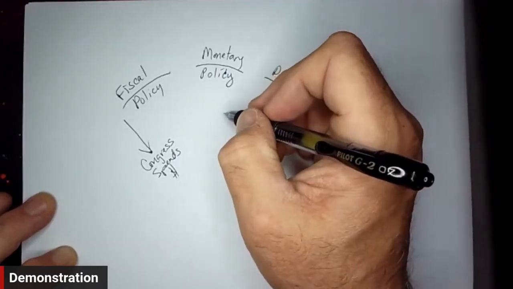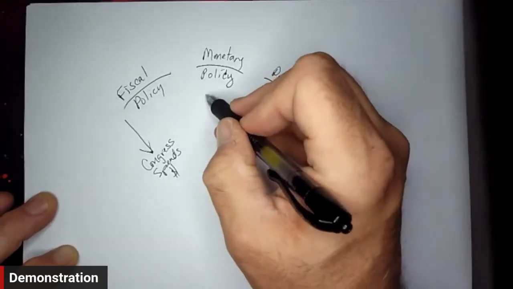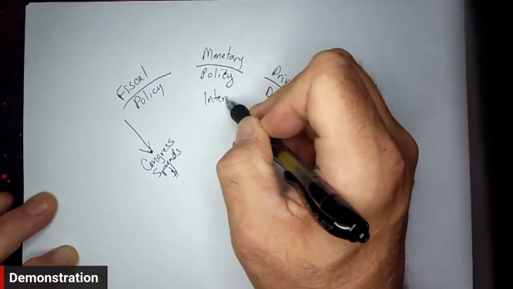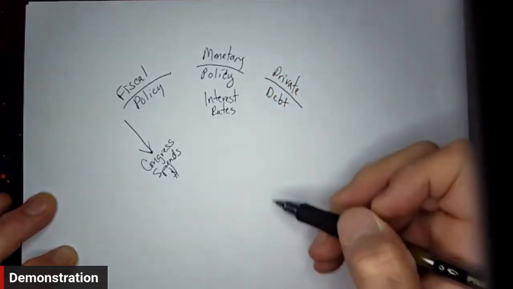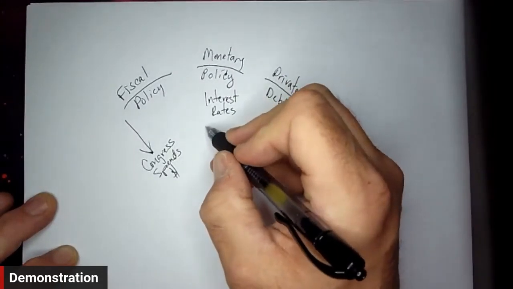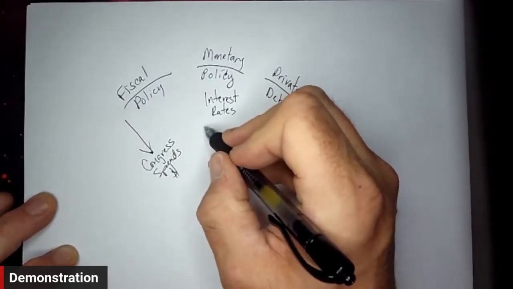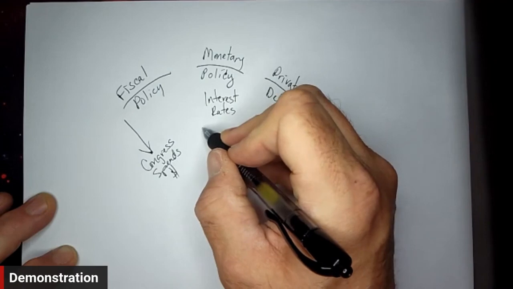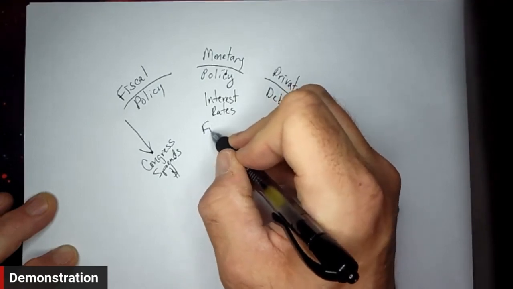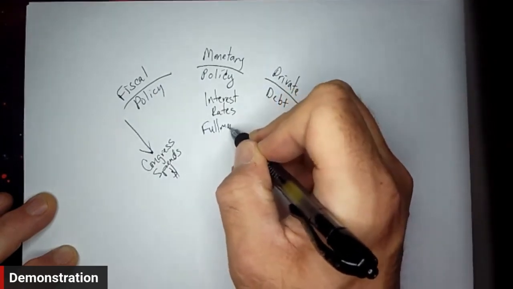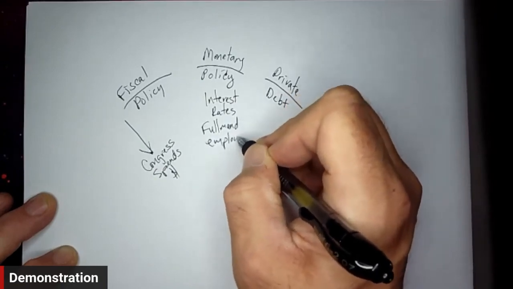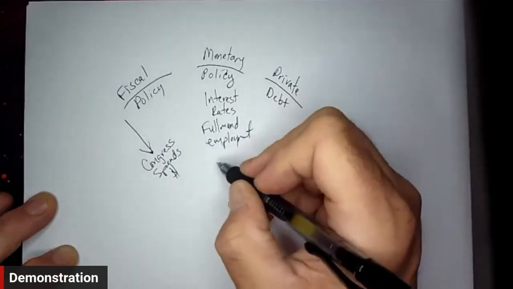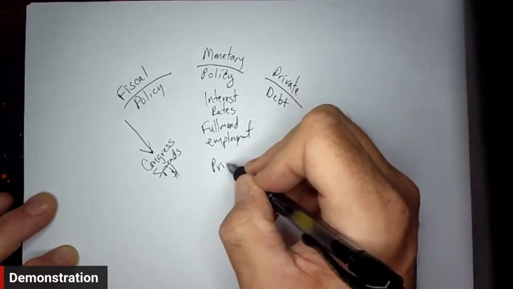Monetary policy is very different. Monetary policy is about managing interest rates. And it's about ensuring that we have full employment, which is one of their mandates at the Fed. Full employment. And price stability.